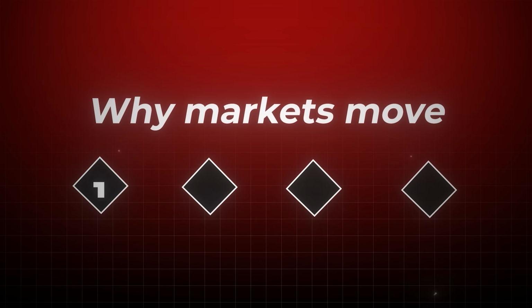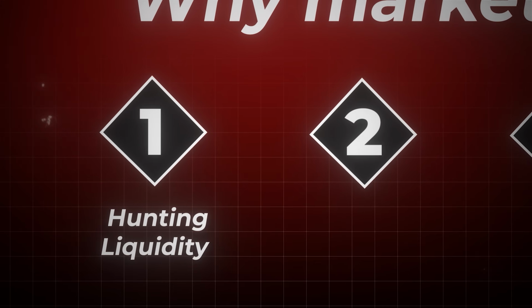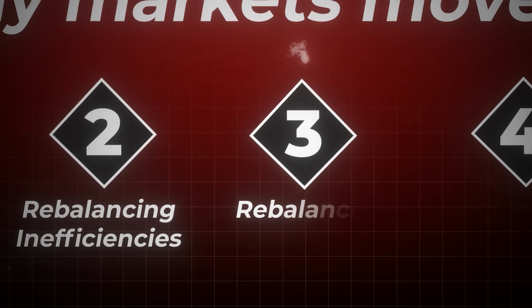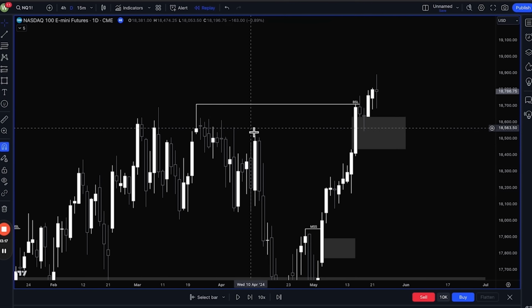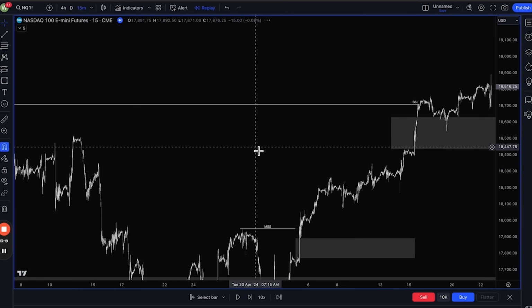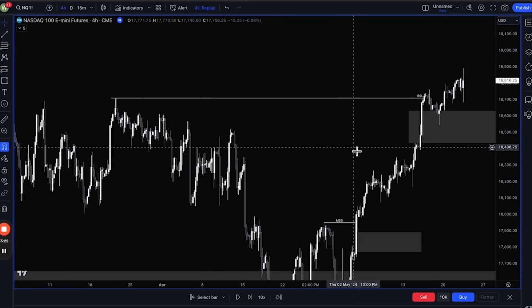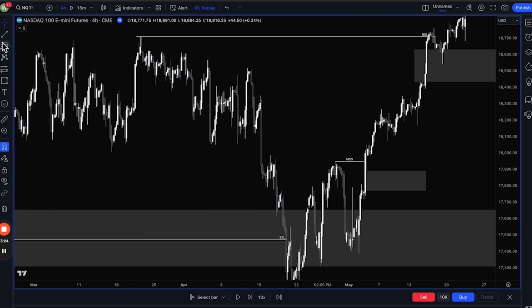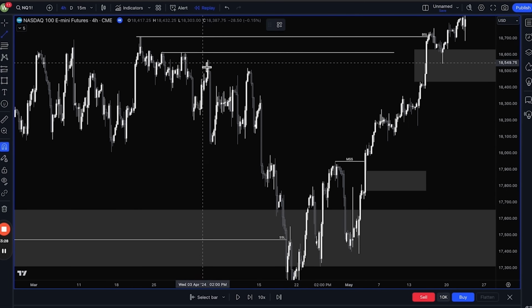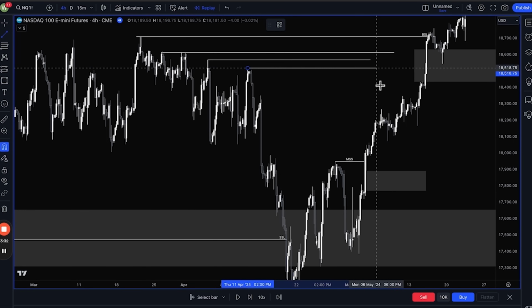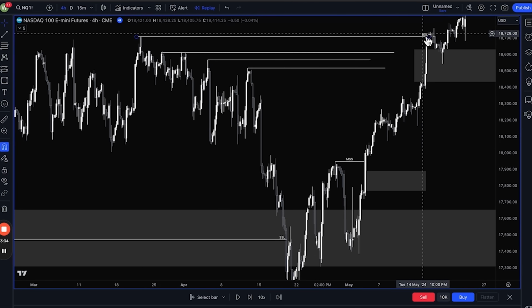When we are in this range, we are drawing towards areas of liquidity, right? The 4 reasons why markets move: we're either hunting liquidity, rebalancing the inefficiencies, rebalancing the equilibrium, or generating liquidity. What do you think we were doing right here? This is generating liquidity. When we zoom out, on the way to the downside, we are generating all of this buy side liquidity. All of these resting highs that we leave along the way to the downside are areas of buy side liquidity that we are going to eventually come back to and run all at once.